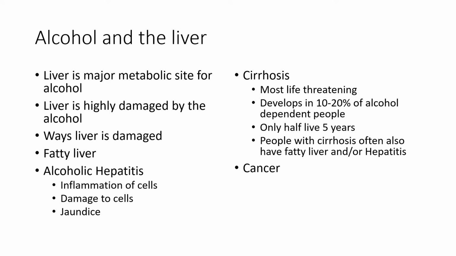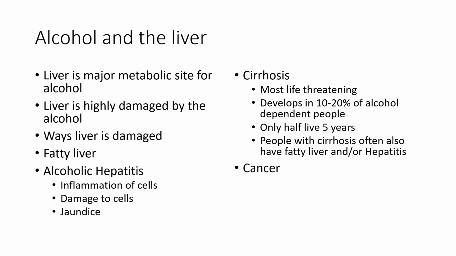The simplest is fatty liver, in which a layer of fat is deposited in the liver and gradually begins to clog it and reduce its ability to filter the blood and remove toxins. Once the liver is clogged with fat, it may develop alcoholic hepatitis, which is inflammation of the cells in the liver, damage to those cells, and jaundice, the yellowing of the skin and eyes.